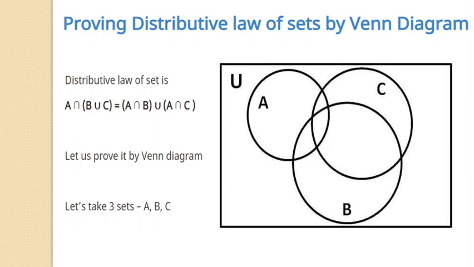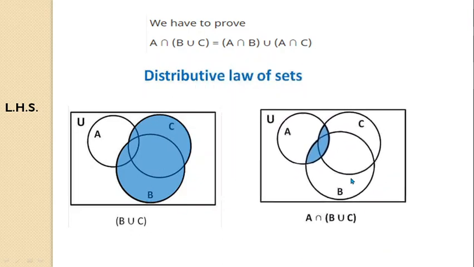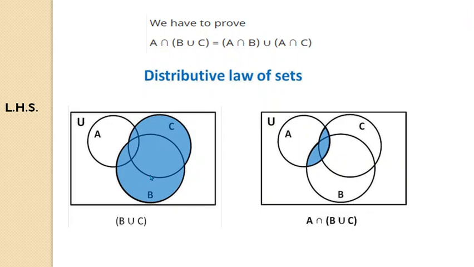Now proving distributive law of sets by Venn diagram. Distributive law of sets is this. So now these three sets we have taken A, B and C. Now let's take the left hand side first of all. B union C. B union C means the region which is either in B or in C. So this blue region is representing B union C. Then we have to take the intersection of B union C, this blue region, with set A. What is common? This region is common. So this is our left hand side.